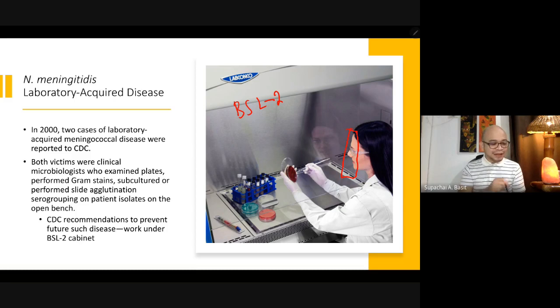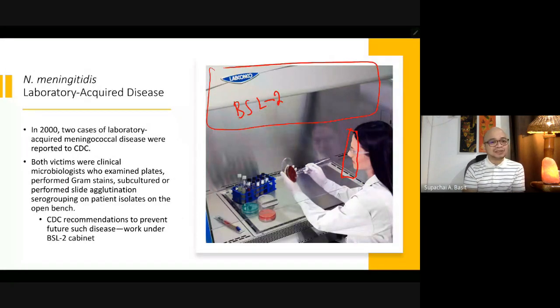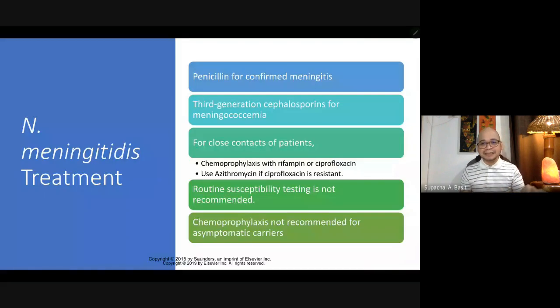So, in 2000, 2 cases of laboratory-acquired meningococcal diseases were reported to CDC. And take note ha, both were clinical microbiologists who examined plates, performed gram stain, subculture, and performed slide agglutination on patients isolated on open bench. Ibig sabihin, hindi sila gumamit ng BSL-2. So, CDC recommendations to prevent future such disease, everyone, including medical technologists, should work under BSL-2 cabinet. Okay? So, para hindi tayo mahawa habang nagte-test tayo for Neisseria meningitidis.